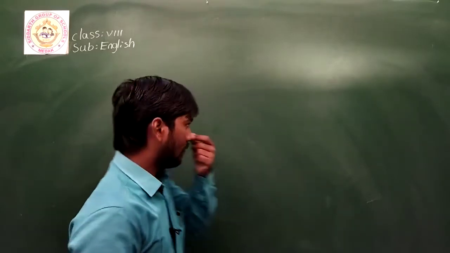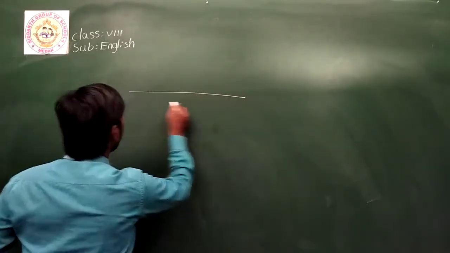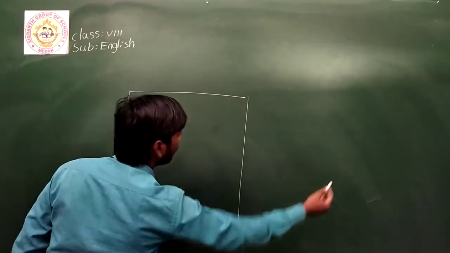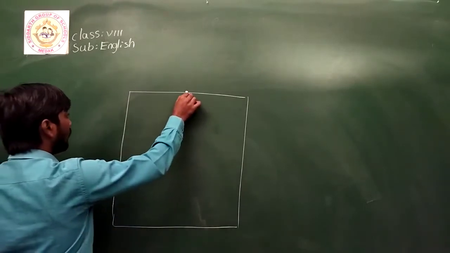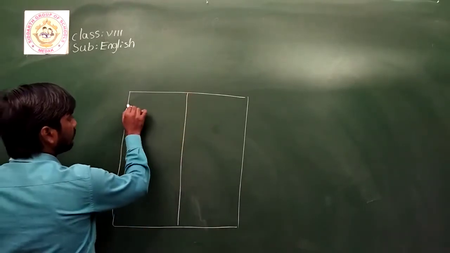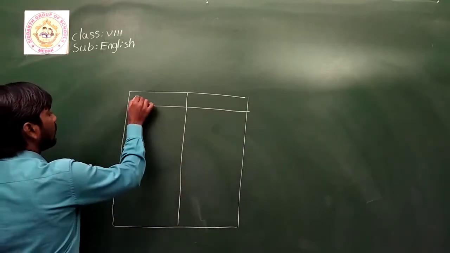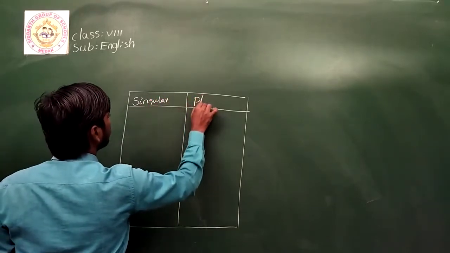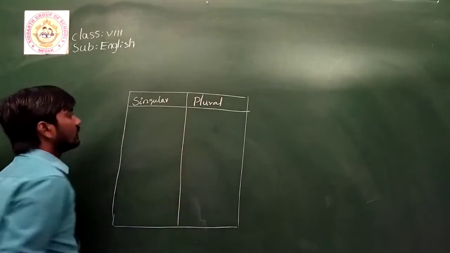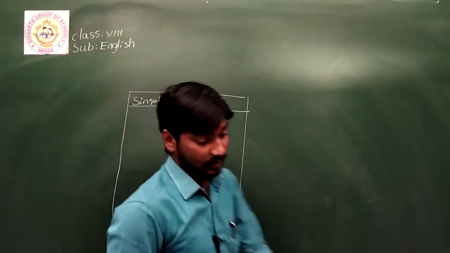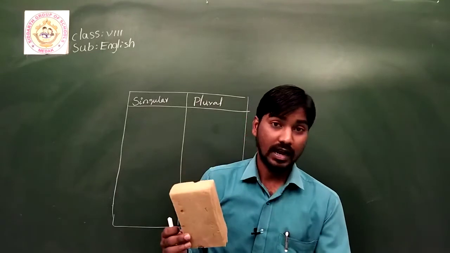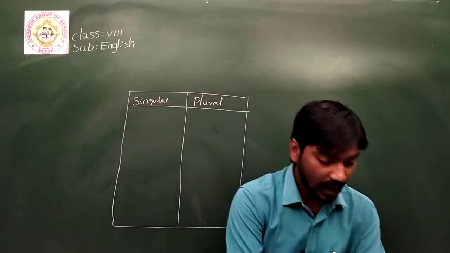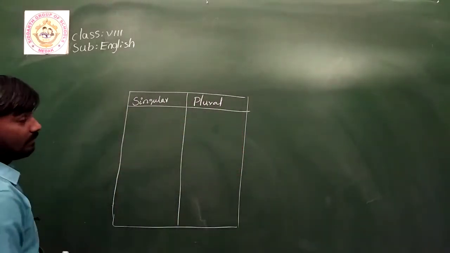Now you copy in the grammar book what I am writing on the board now. So just make a small table. You can make this table on the right side of the page. That will be very convenient for you. And keep it like this: singular, plural. Singular and plural. So this is sponge and sponges. 1 and 2. Singular, plural. So now for subjects also we have singular and plurals.